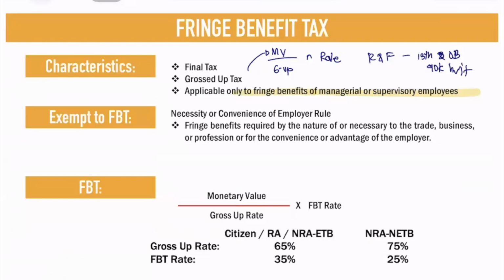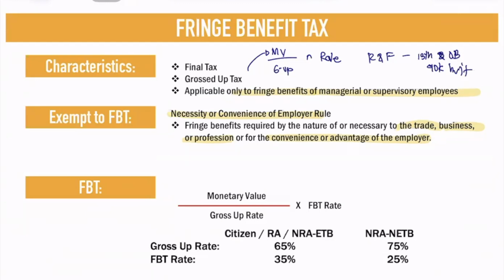So what are again your exempt fringe benefits? The exempt FBT is your necessity or convenience of employer rule. What is that? If ever what is given is necessary to the trade, business, or profession, or for the convenience or advantage of the employer, then we can exempt it from fringe benefit tax. Just like my example earlier, that a particular manager was given a house near the office so that if ever the manager is called, he can easily go to the office. So the manager is always on call. So the particular benefit actually was not for the benefit of the employee, but for the benefit of the employer. Since it is for the benefit of the employer, then we exempt it from fringe benefit tax.